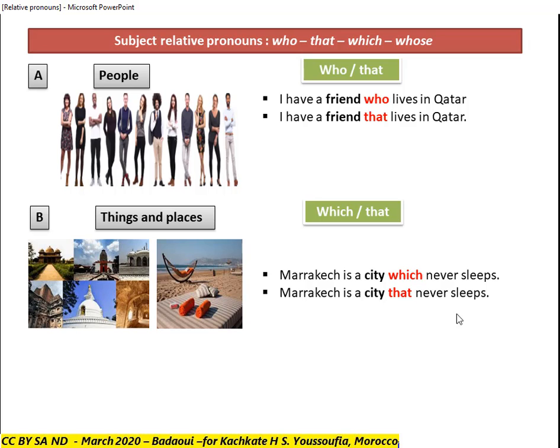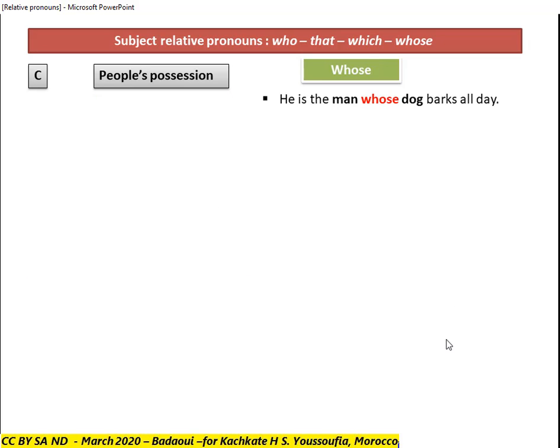Excellent. Now we move on to people's possessions, where we use whose plus a noun. Example here: he is the man whose dog barks all day. Suppose we're talking about a man. That man has got a dog, and that dog barks all day. So we say he is the man whose dog barks all day. So whose must be followed by a noun, which is dog in this example, and then we have a verb and objects.